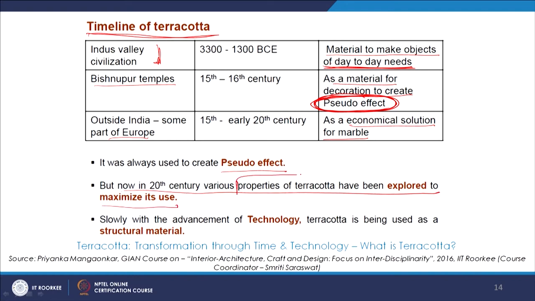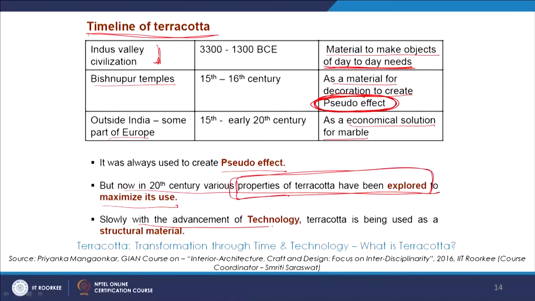Properties being explored means, again, with changing time and technology, and with the available research tools, methods and technology, there are different kinds of properties that have been explored, which maybe were not known earlier, or maybe were known earlier but were not documented, or have been changed or diluted over a period of time. All of these are debatable, and there are different perspectives on that, like I said before. So slowly, with the advancement of technology, terracotta is being used as a structural material in construction.